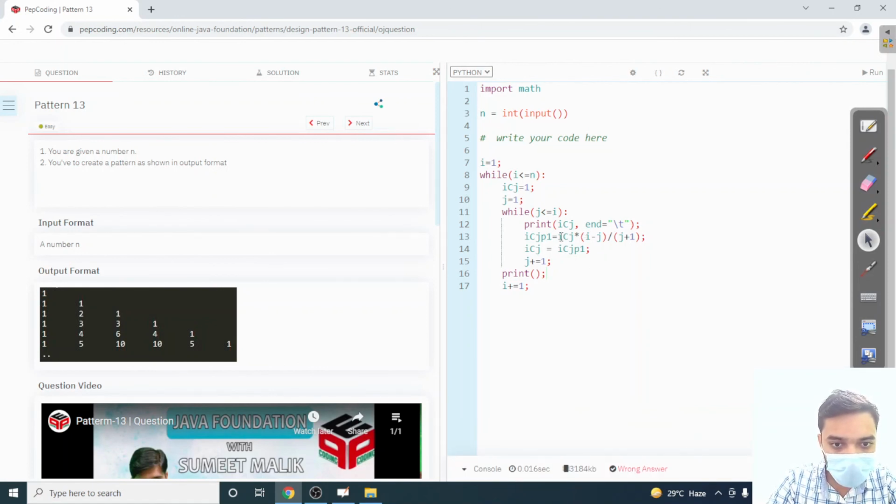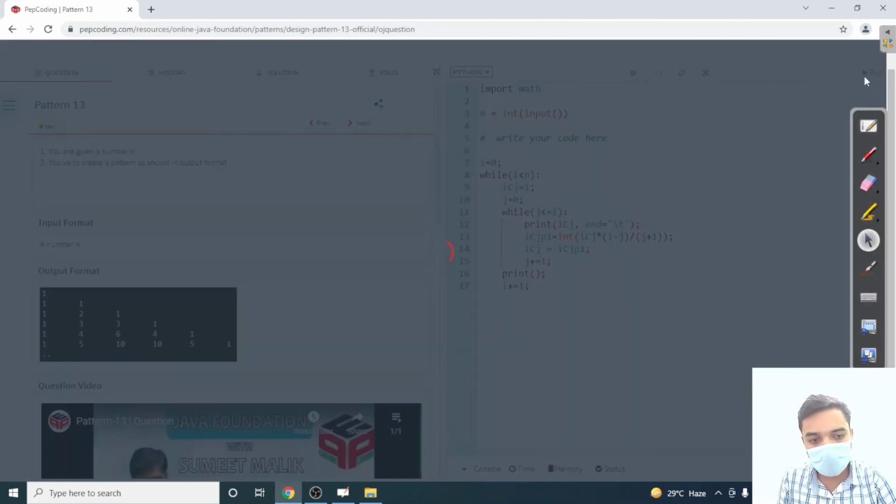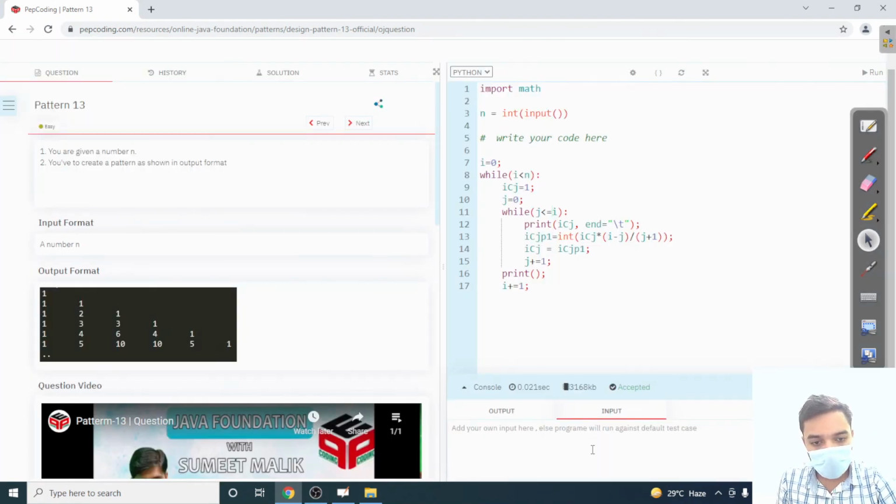Okay, we have to do this thing. We haven't initialized our i with 0, and j also we have to initialize with zeros. Now let's run this. I hope this should work now. Okay, it's loading. Yes, it's accepted.